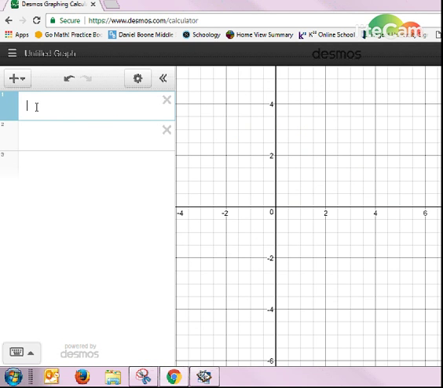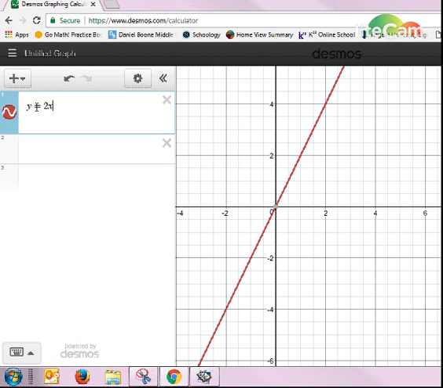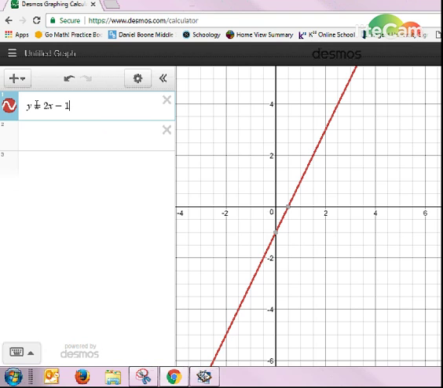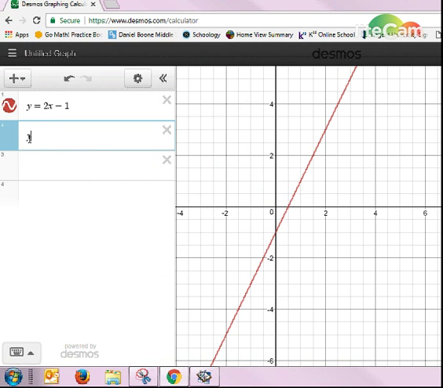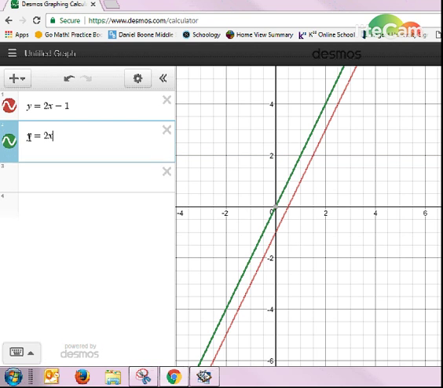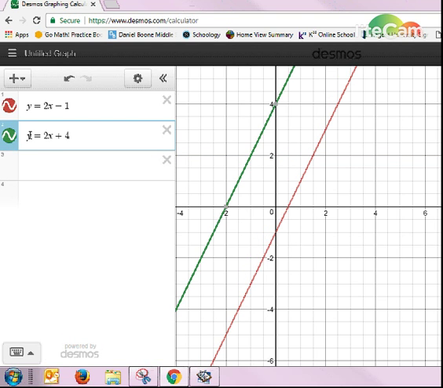Our first equation was y equals 2x minus 1. No spaces, just type it in and press enter on your keyboard. It takes you down to the next box. My other equation was y equals 2x plus 4. Again, just type it right in there. 2x plus 4, no spaces, nothing, press enter.